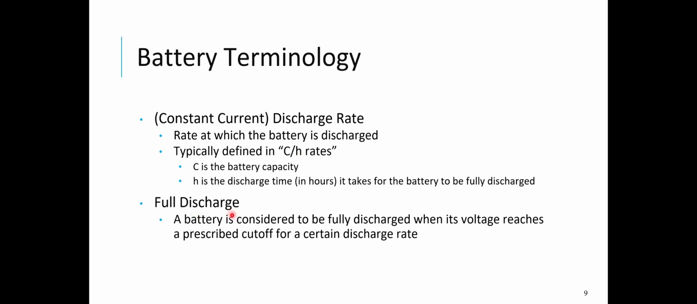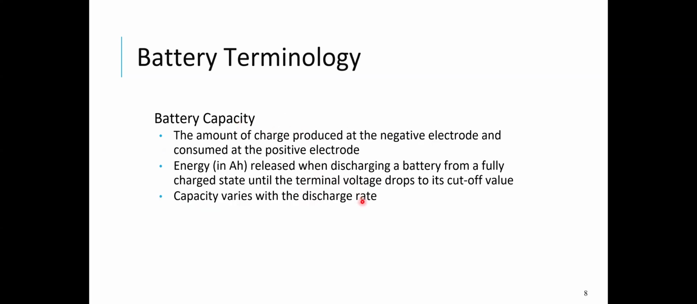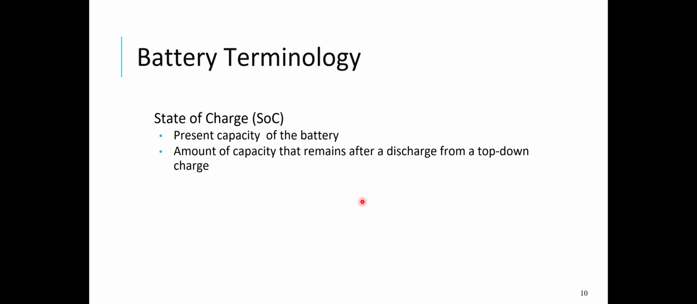And then a full discharge is basically when a battery is fully discharged, when its voltage reaches that cutoff voltage that I discussed earlier. So that's the full discharge rate, and battery capacity are the terms we defined so far. Another term we can define is the state of charge of the battery. That's the present capacity of the battery. So a state of charge of a fully charged battery is 100%. The state of charge of a battery when it reaches the cutoff voltage is 0. And anything in between is some number between those two values.